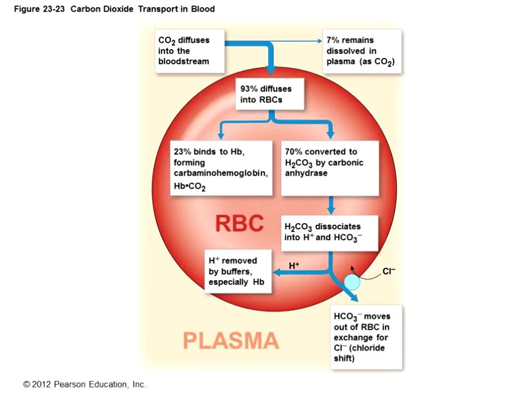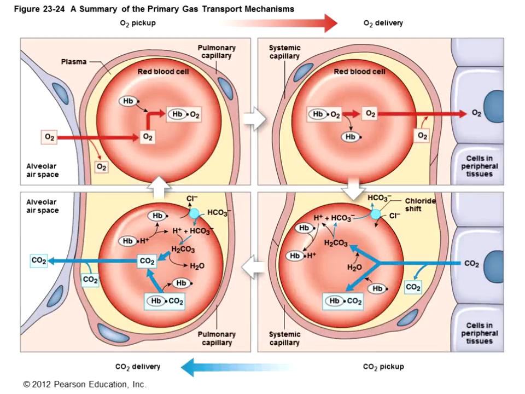All right? And so this shows, again, CO2, right, as a result of aerobic metabolism, right? We see CO2 diffusing into the bloodstream. 93% of it is diffusing into the red blood cell. 23 is binding to the hemoglobin. 70 is converted to what's carbonic acid, essentially. But 7% can just dissolve in the plasma. So make sure you have a good understanding of how CO2 is carried in the body, okay? Or in the blood, I should say.